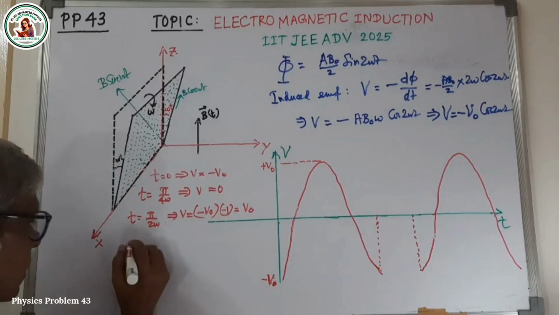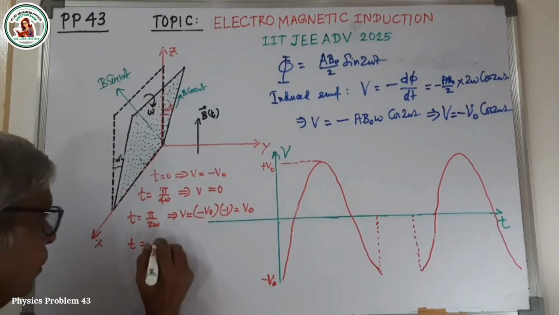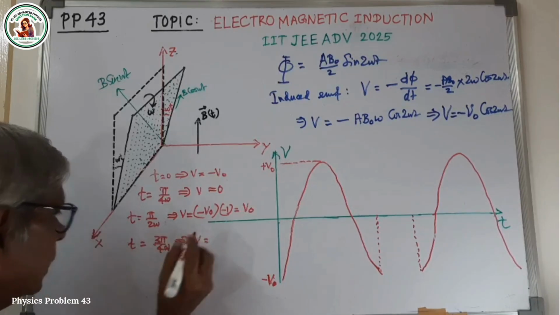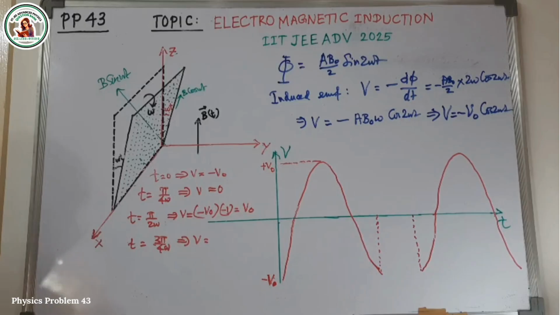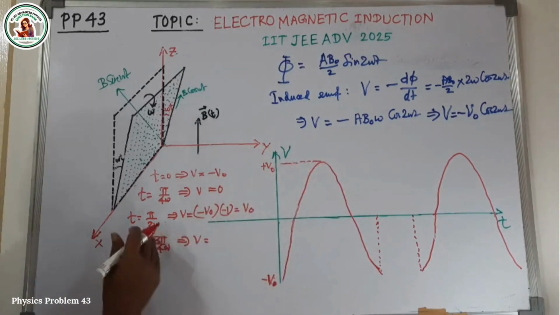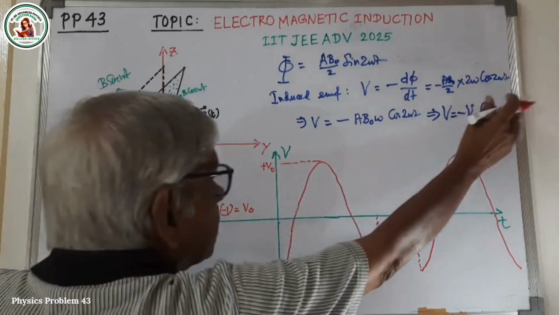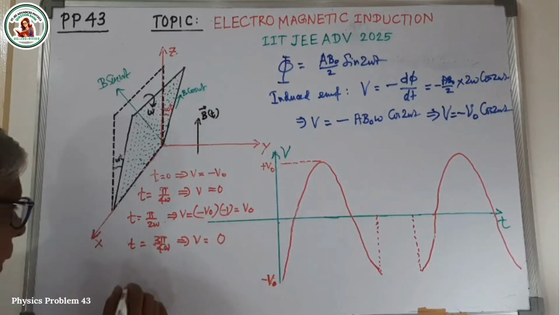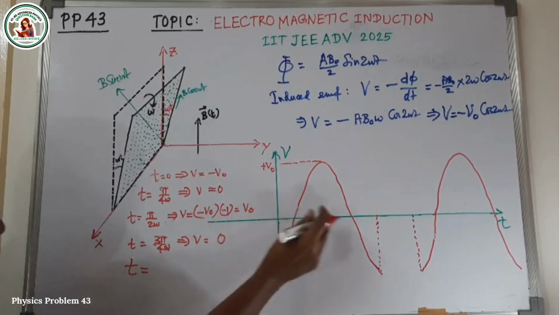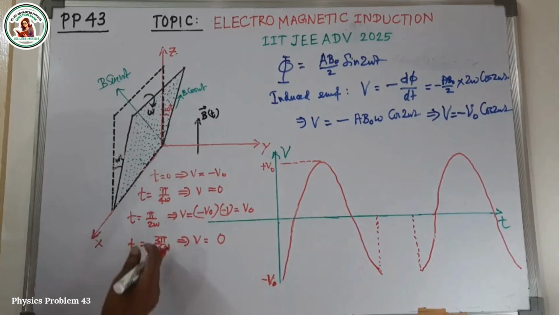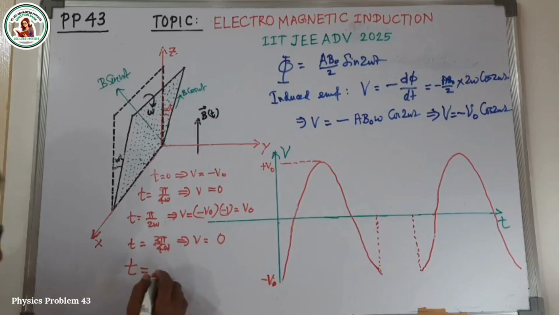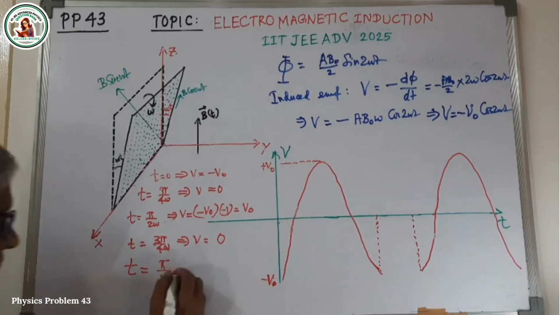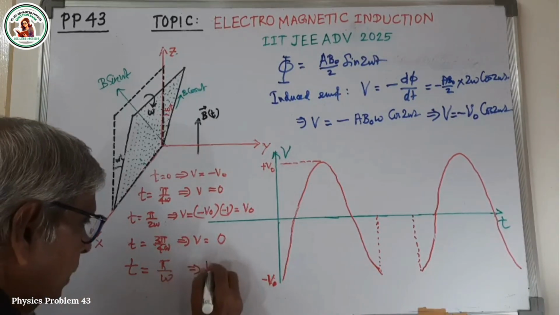Then at t equal to 3 pi by 4 omega, V is again 0, because 2 omega t will be 3 pi by 2, which gives us 0. Then for the first part of the graph, the last point is t equal to 4 pi by 4 omega, which means pi by omega. At pi by omega, V equals minus V naught.